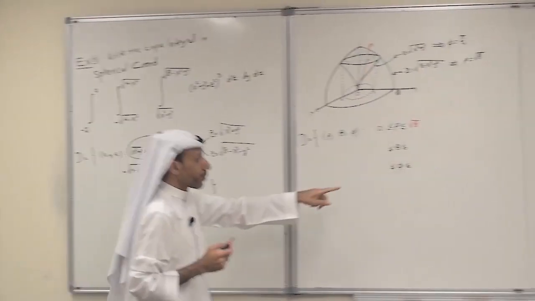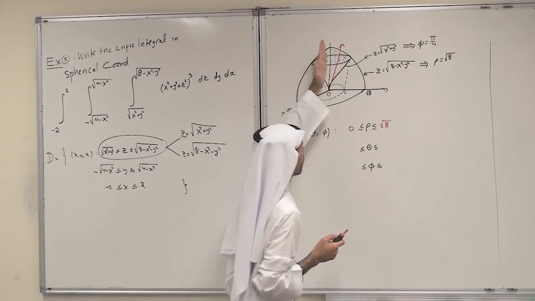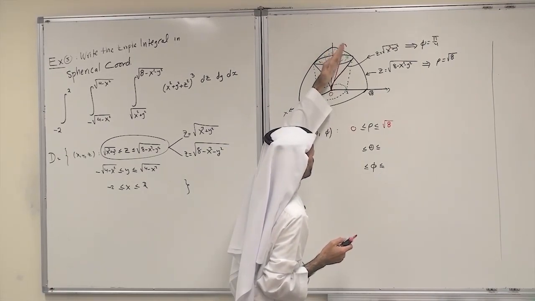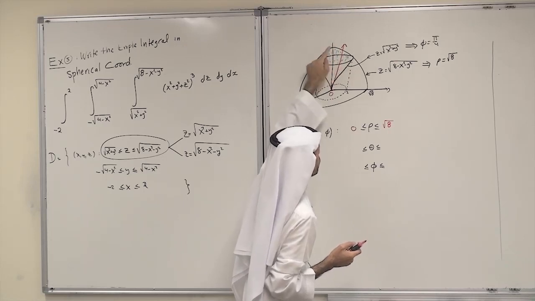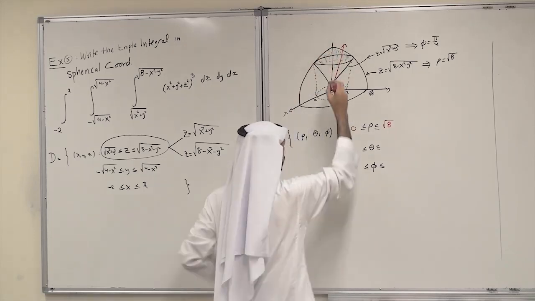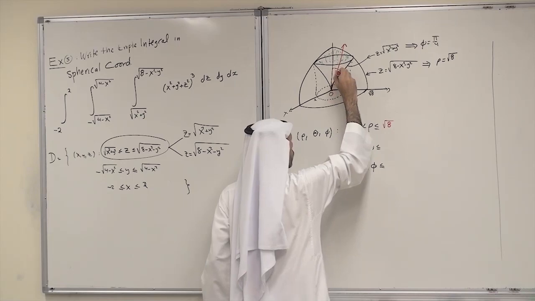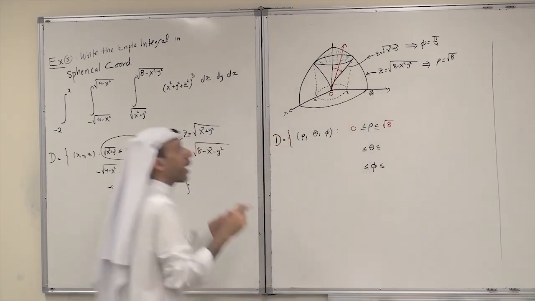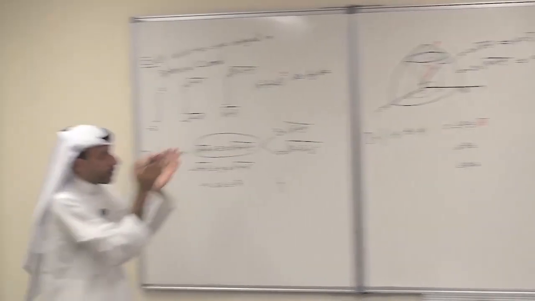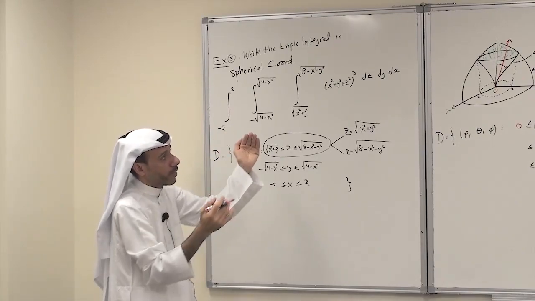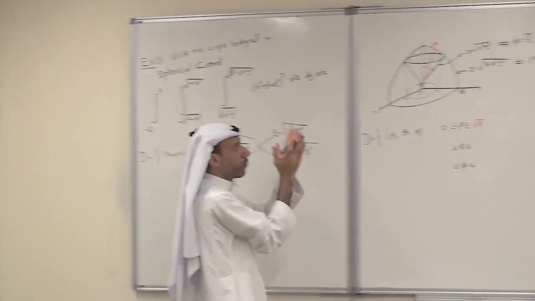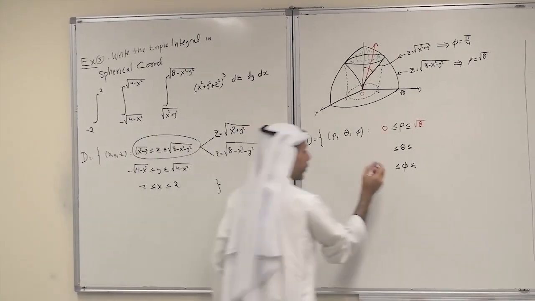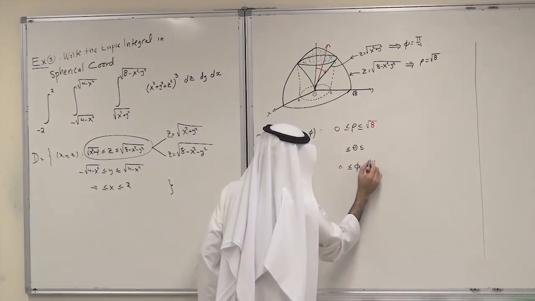For phi, from the positive z-axis until I reach the boundary of the cone, all possible values are from 0 to pi over 4. So from here to here, 0 to pi over 4. Any point inside the cone and below the sphere has phi from 0 to pi over 4. The pi over 4 is just the outer cone.